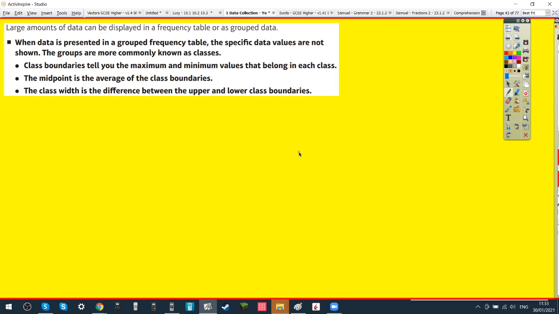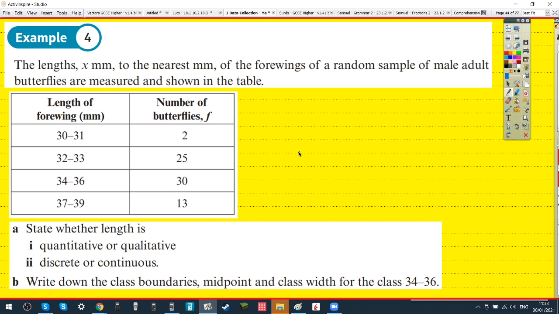Data is presented in a grouped frequency table. Okay, here's a grouped frequency table. Let's try these.